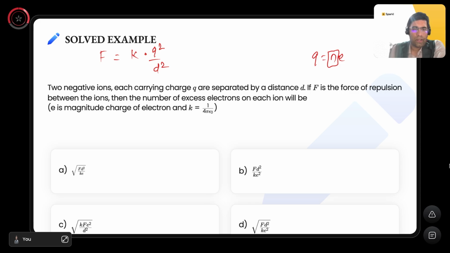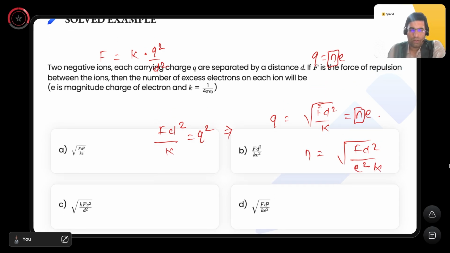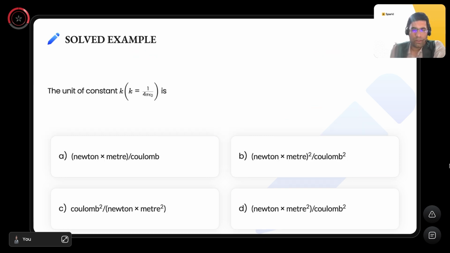So this is K. So F d square upon K will be equal to Q square. So the Q will become under root of F d square upon K. And this Q is N into E. So we have to find the value of this N. Alright. So N over here will become F d square upon E square into K. Alright. So ऐसा कुछ ऑप्शन ये दिख रहा है हमें. This will be our answer. Alright. Next question.